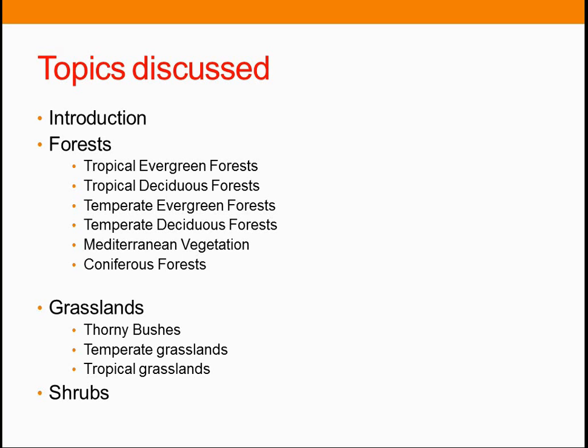Introduction, forest. Under forest, we are going to learn about tropical evergreen forest, tropical deciduous forest, temperate evergreen forest, temperate deciduous forest, Mediterranean vegetation, and coniferous forest. And grassland. Under grassland, we are going to learn thorny bushes, temperate grasslands, and tropical grasslands. And the last one, shrubs. Shall we move on to the lesson?